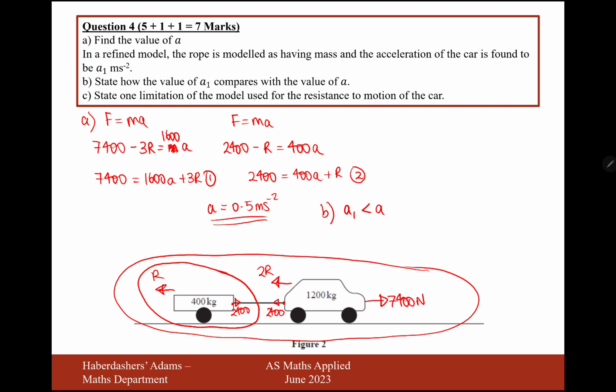State one limitation of the model used for the resistance to motion of the car. Generally what happens is as the car gets faster and faster, the resistance force increases. So when the car is slow, there's a small resistance, and when the car is fast, there is a much greater resistance. So the limitation is that the resistance force is constant, whereas that is not the case in real life. So there we are, that's the answer to question 4, with a total of 7 marks there.